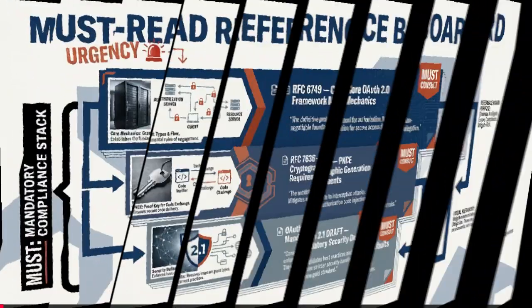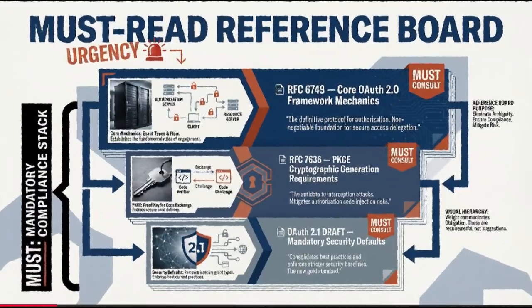For rigorous technical implementation details, you must directly consult RFC 6749 for core framework mechanics, RFC 7636 for precise PKCE cryptographic generation requirements, and the official draft OAuth 2.1 specification documentation. Those documents provide the exact parameter formatting required for compliance.